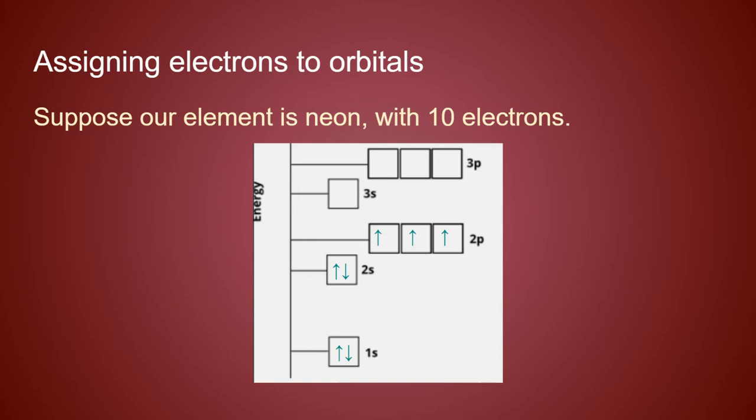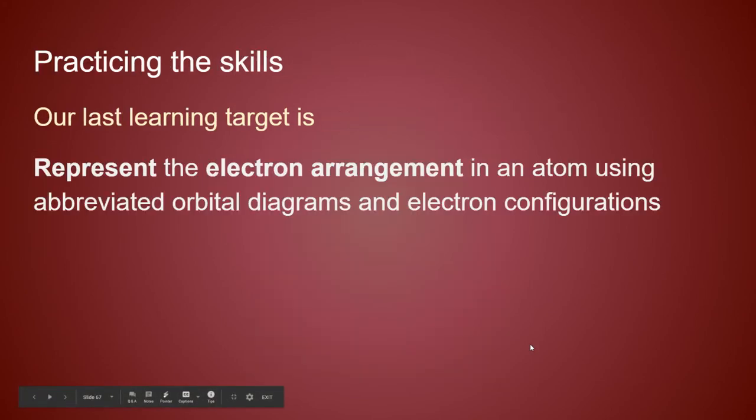Once there's 1 electron in each of those orbitals, the 3s is much higher up, so the next electron is going to pair up with one of these, and the next one is going to pair up with another one, and the last one is going to pair up with the other one. And we have now placed 10 electrons, so this is what the orbital energy level diagram looks like for neon.